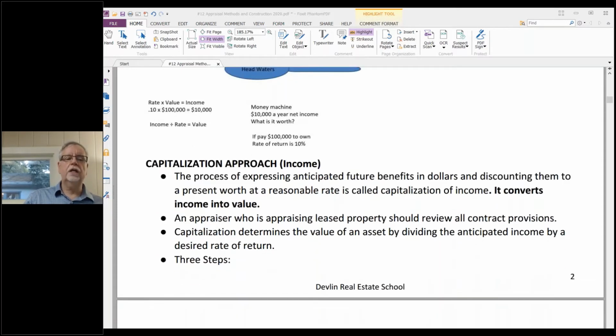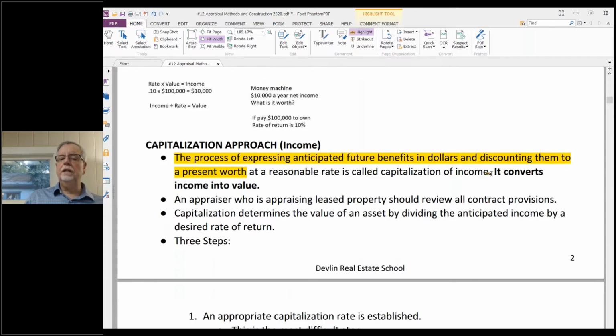So capitalization is the process of expressing anticipated future benefits in dollars and discounting them to a present worth. In the ratio, that formula converts income into value. So there are 2 things here. First of all, anticipated future benefits and discounting them to a present worth. What this is known as is a discussion about the future value of money. And present money is generally worth more than future money, right? And therefore is more valuable. And future money, its current value, is discounted.